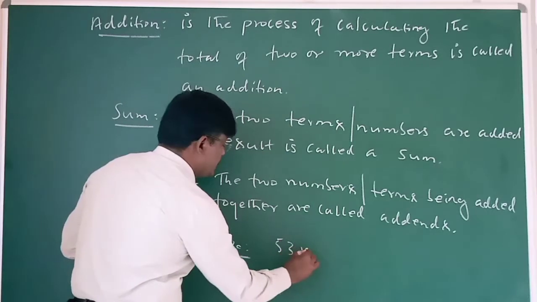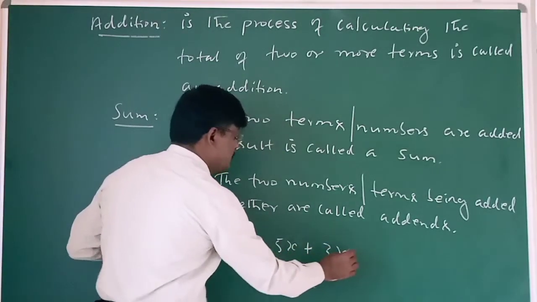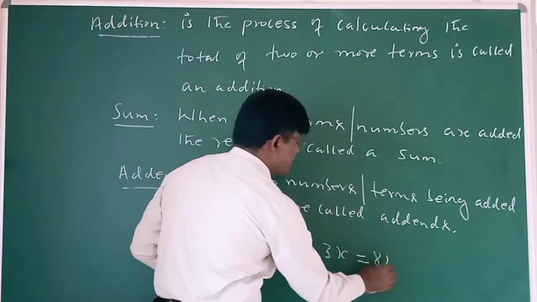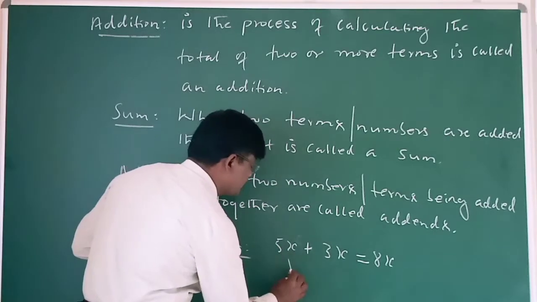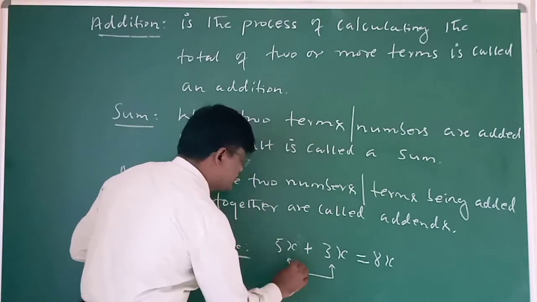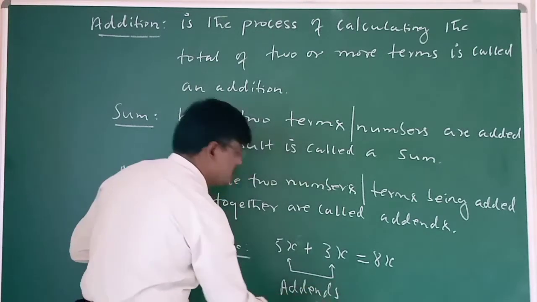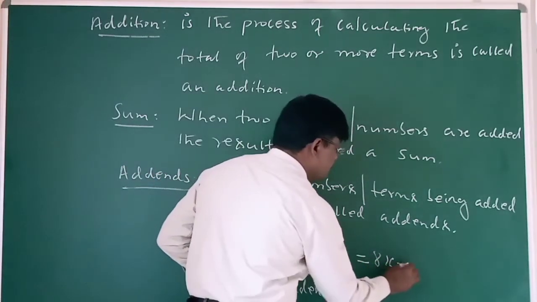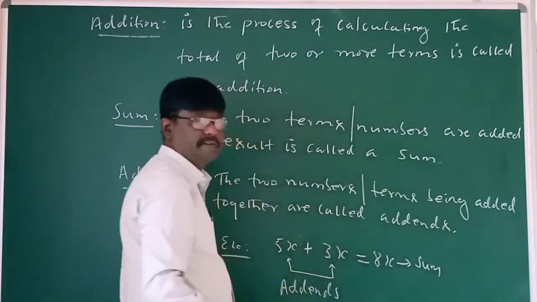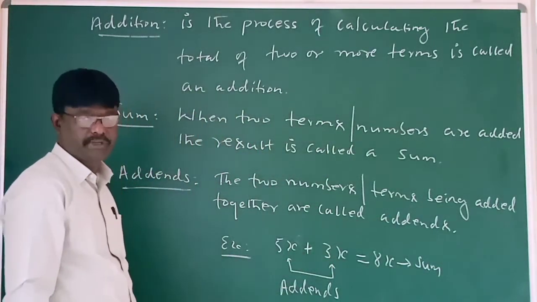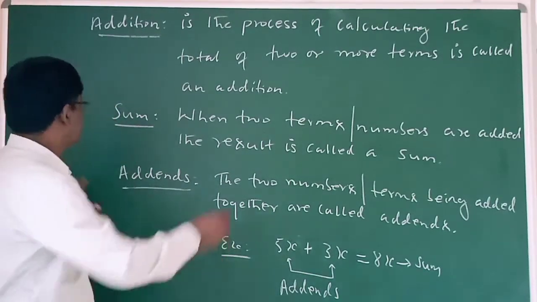For example, 5x plus 3x equal to 8x. Now in this, children, here this 5x and 3x, we say addends. These are called addends. And the result, this is the sum. And the complete process we say what? Addition.